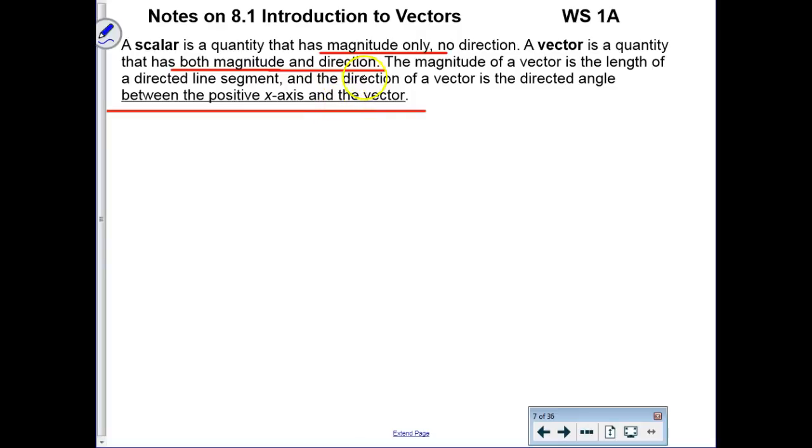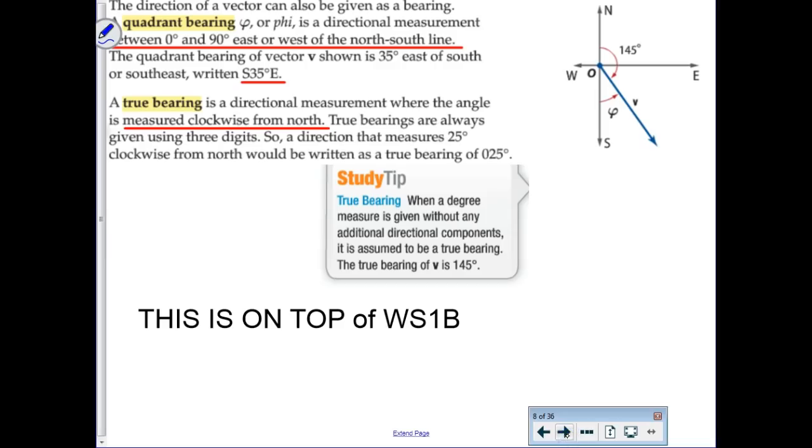All right, a scalar quantity has magnitude only, no direction. A vector quantity has both magnitude and direction. So I think we're back on your notes finally. Yes, getting there. So this is from your book. Oh, no, it's not. This is on your notes. If you flip to the back of worksheet 1.